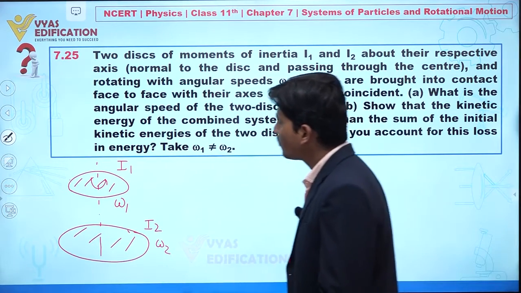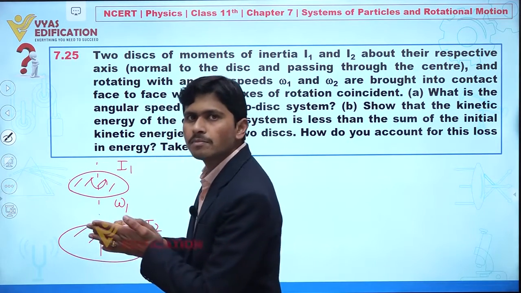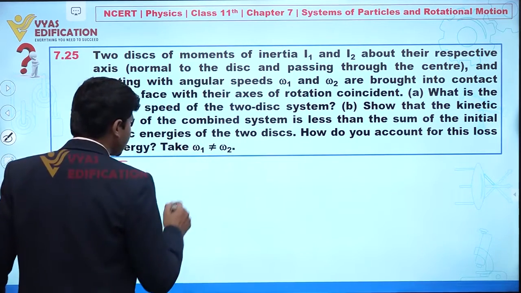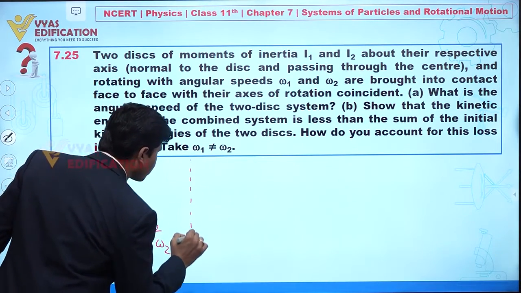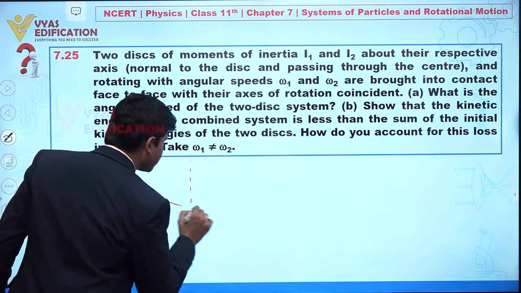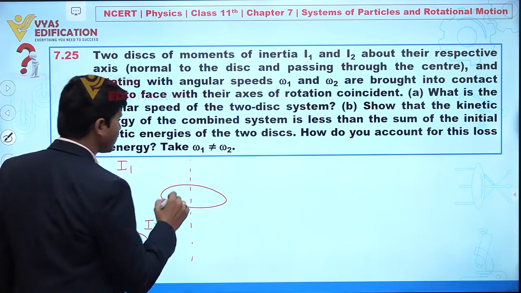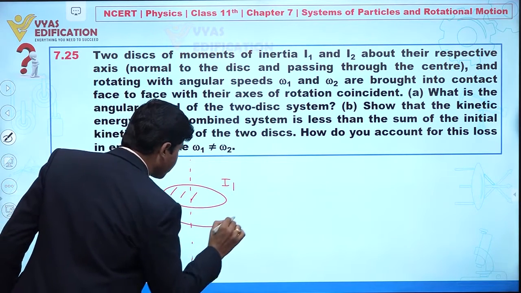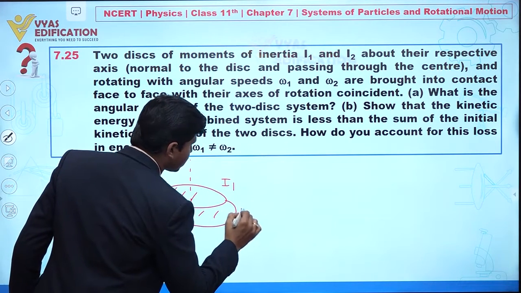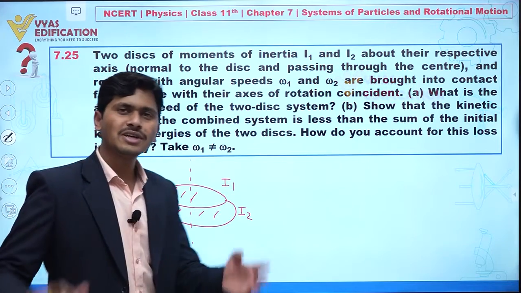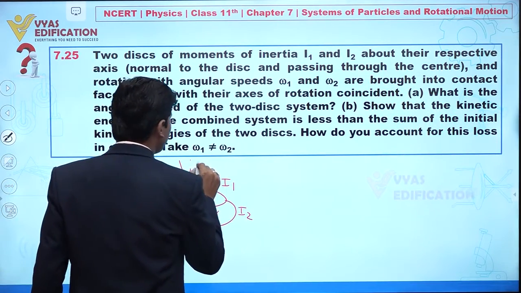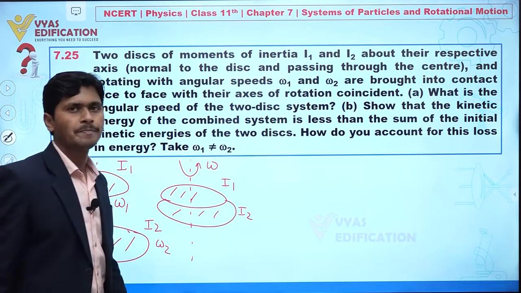Now what I am doing here is sticking both discs to each other. It means the situation is like this: we have this disc with I1, and one more disc with I2. Now when both discs stick to each other, definitely they move with a common angular velocity, this is omega.